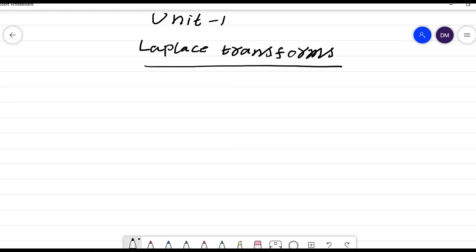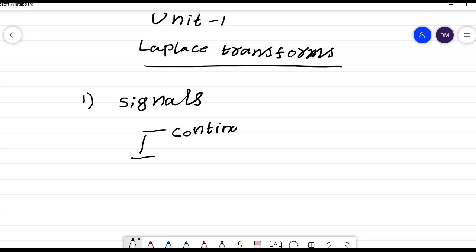So first of all we have to know when we can apply the Laplace transform. Means we have to know the application of Laplace transform. So the first application of the Laplace transform is that Laplace transform is used in signals. We have two types of signals. One is continuous time signals, and second one is discrete time signals.